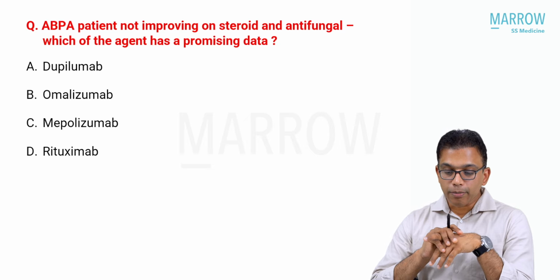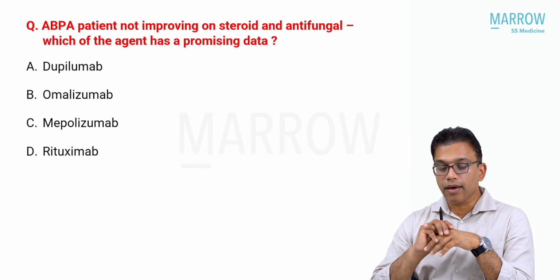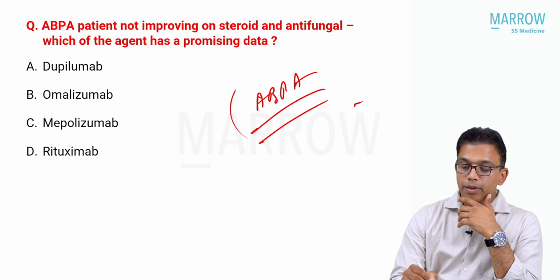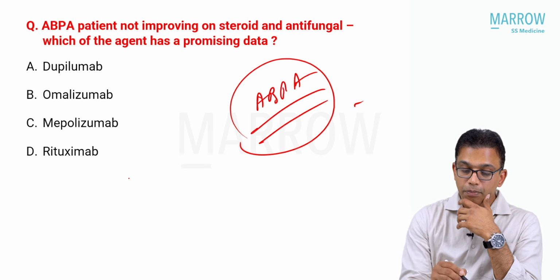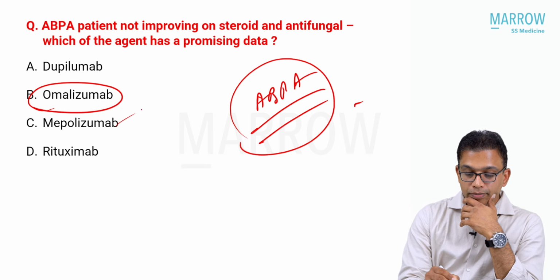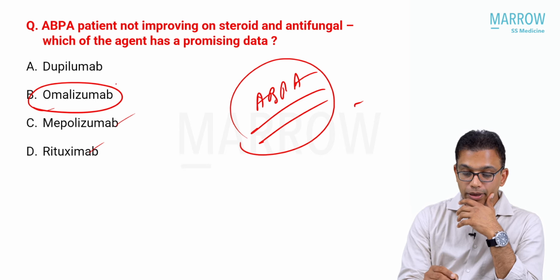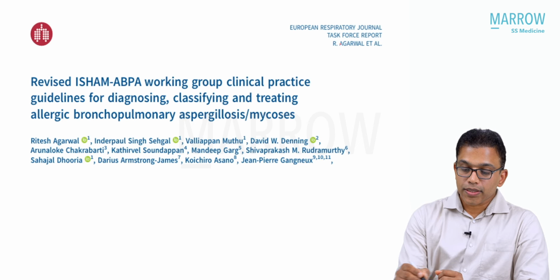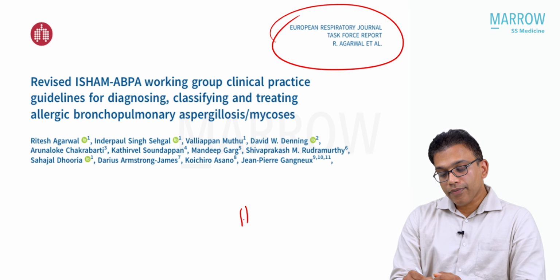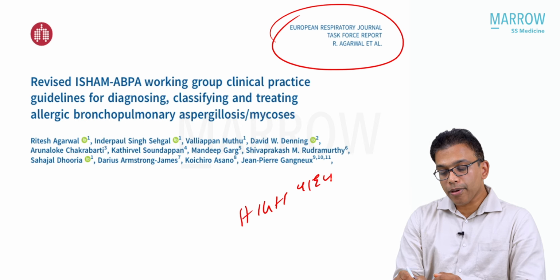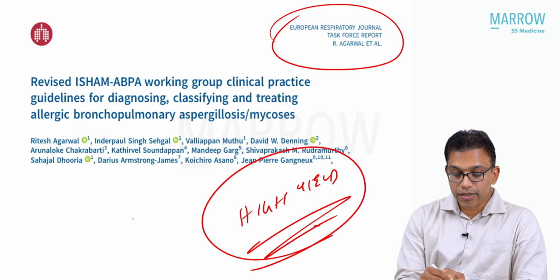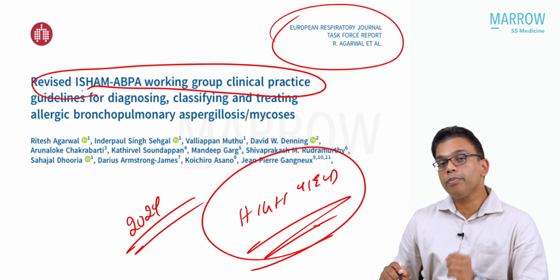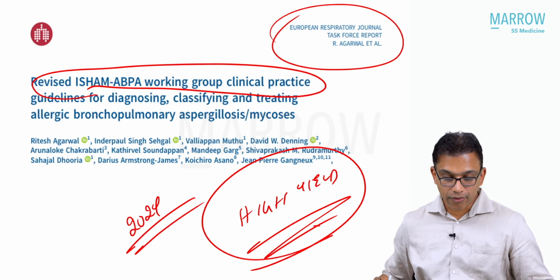ABPA patient not improving on steroid and antifungal: which agent has promising data? We have discussed this in the module on ABPA, so please refer to that. The agent having promising data is omalizumab. Rituximab does not have a role in ABPA. For dupilumab and mepolizumab, there is not that much evidence. This is the guideline we have discussed, and we have gone through it in the high yield module on ABPA also. This was a recent publication, published in 2024 if I remember right: the revised ISHAM ABPA Working Group Clinical Practice Guidelines for the Management of ABPA.